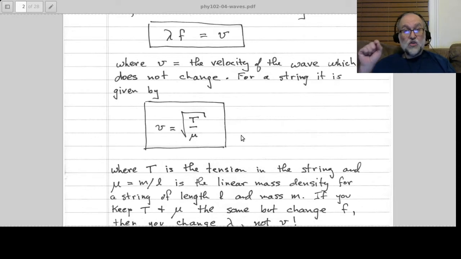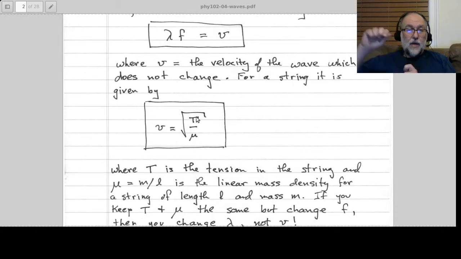And so if we're talking about a string and you say, what is the velocity of waves in this string? Again, lambda can change, the frequency can change, v doesn't change, and it depends on two things. So here's the formula for the velocity of waves in a string. It depends on T, which is the tension in the string. So the tighter you pull that string, think of a guitar string.